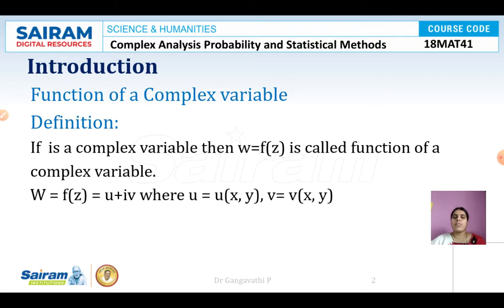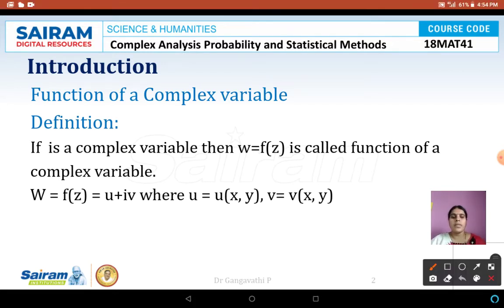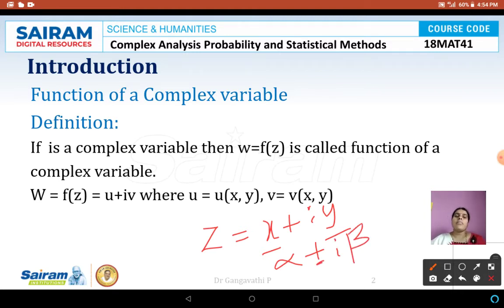To say briefly about the complex function, try to recall a complex number. The complex number is usually represented as z is equal to x plus iy, where x is called the real part and y is called the imaginary part. This is one way of representing it. The other way is we can also write it as alpha plus i beta. So this is another way.